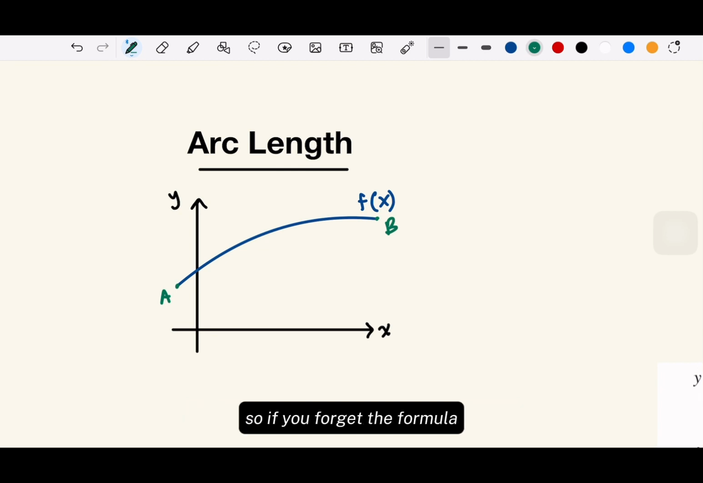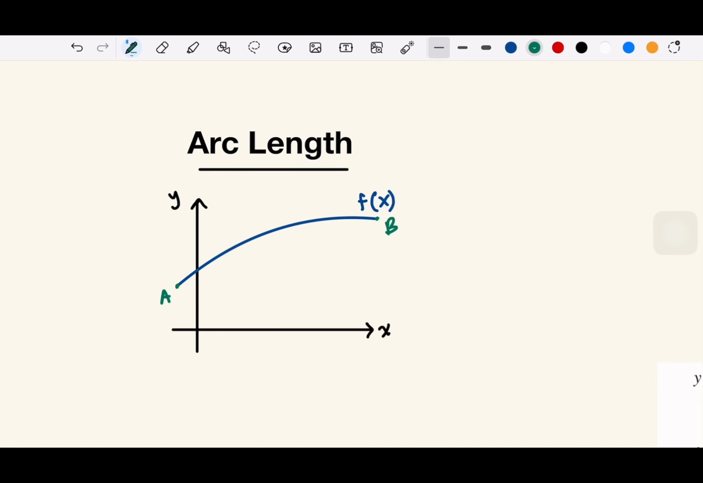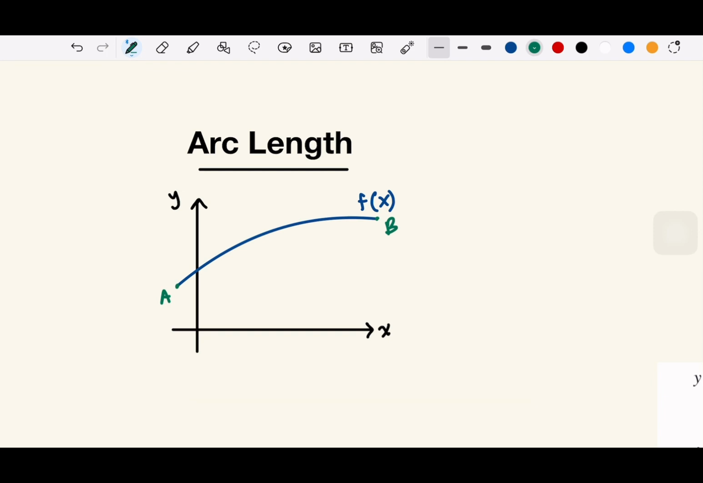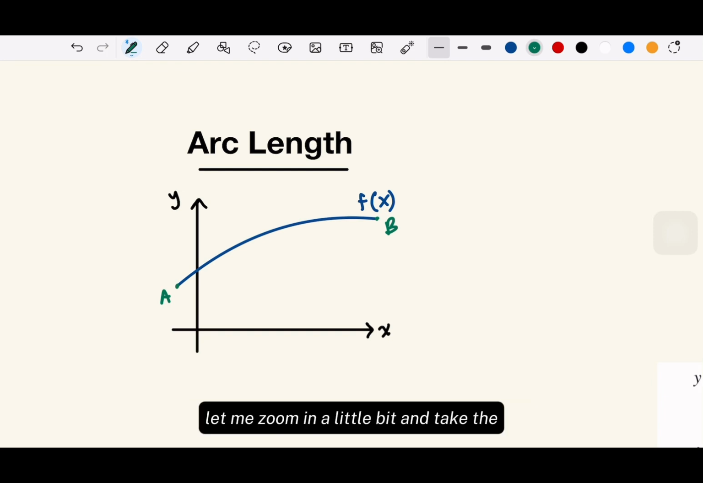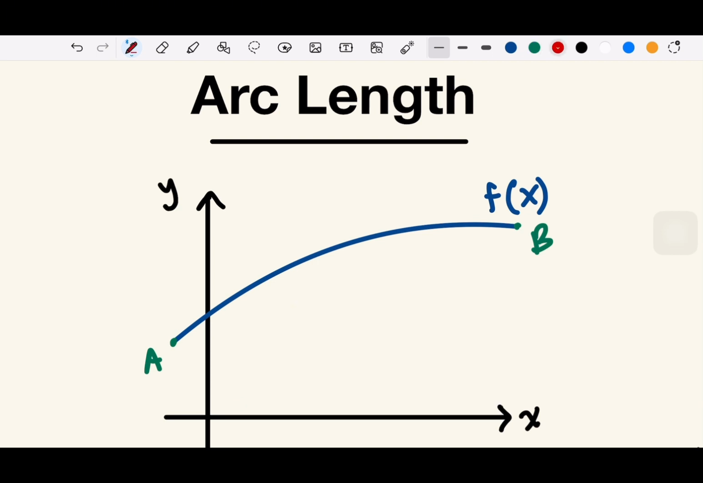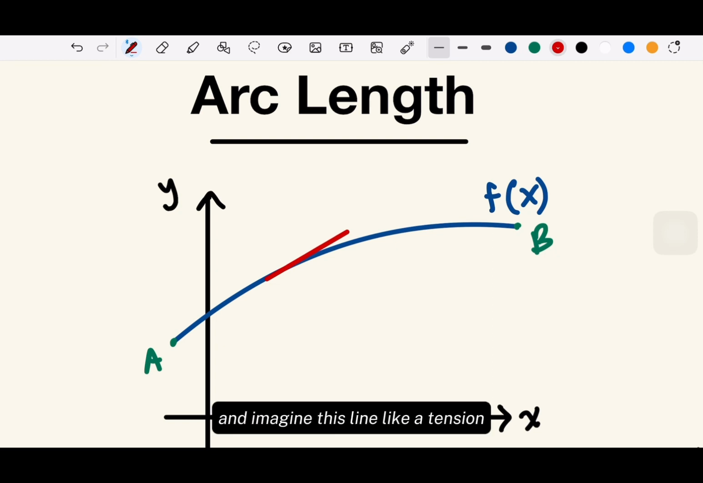If you forget the formula, or if I ask what is the arc length formula, you try to memorize, right? But let me show you, if you forget, this is what you can do. Just draw any random curve. Let me zoom in a little bit, and take some line here. And imagine this line like a tangent, and then name this dl.